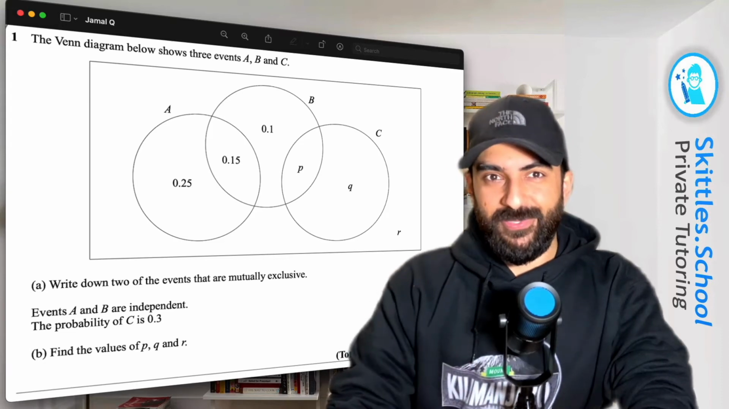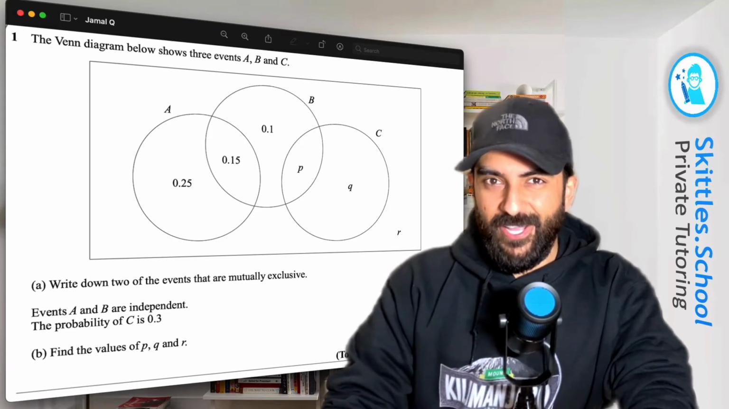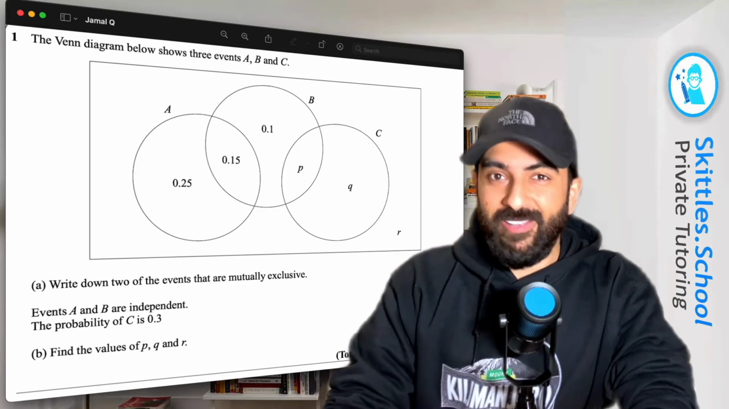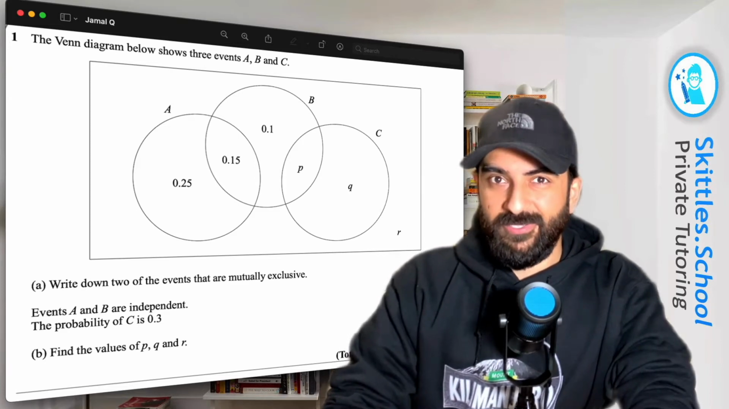An A-level student has sent in this Venn diagram probability question. This one looks like a lot of fun, and we stand to gain 6 marks if we get it right.